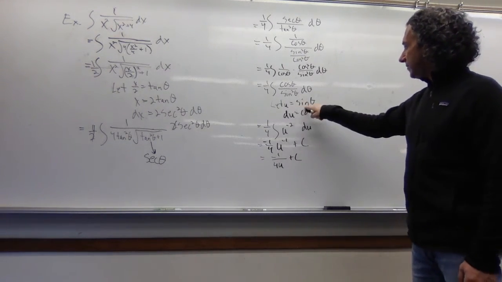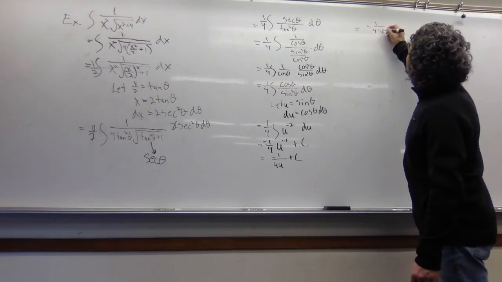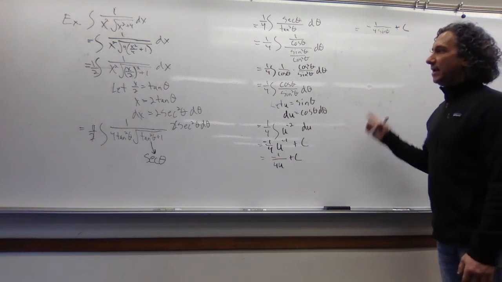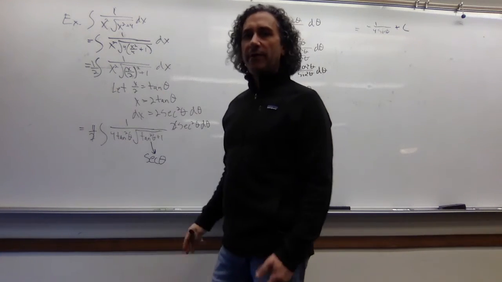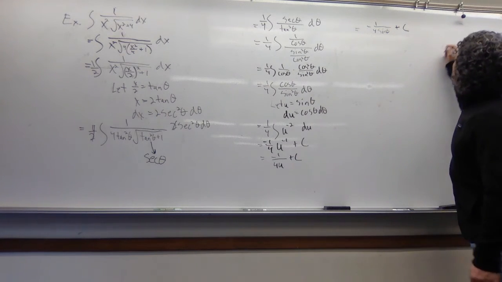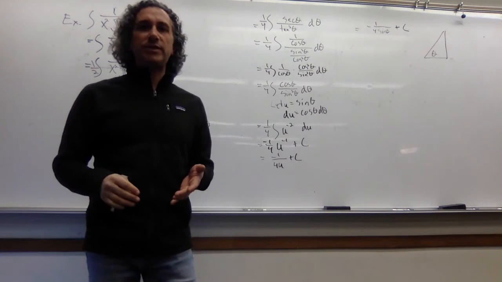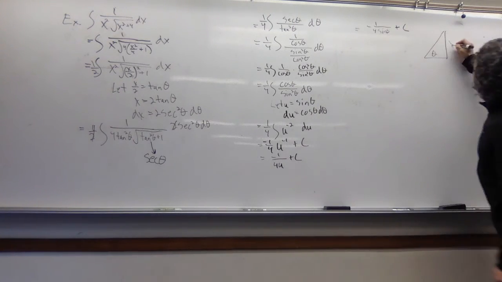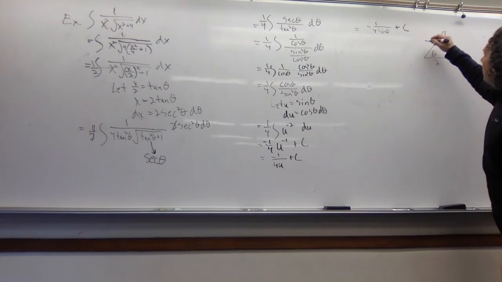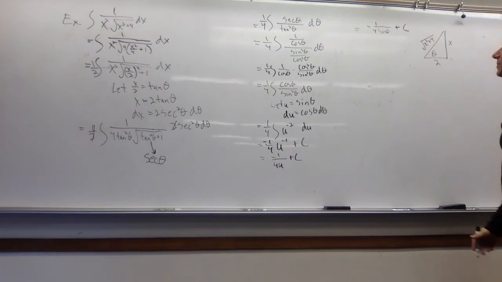Well, let's see. U is equal to sine theta. So this is minus 1 over 4 sine theta plus c. But what's sine of theta? Now we have to go back here because we want to write it in terms of x's. And here, once again, we'll use that triangle trick. So we have theta. We know that the tangent of theta is x over 2. So that means that opposite over adjacent is x over 2. And we have that a squared plus b squared is c squared.